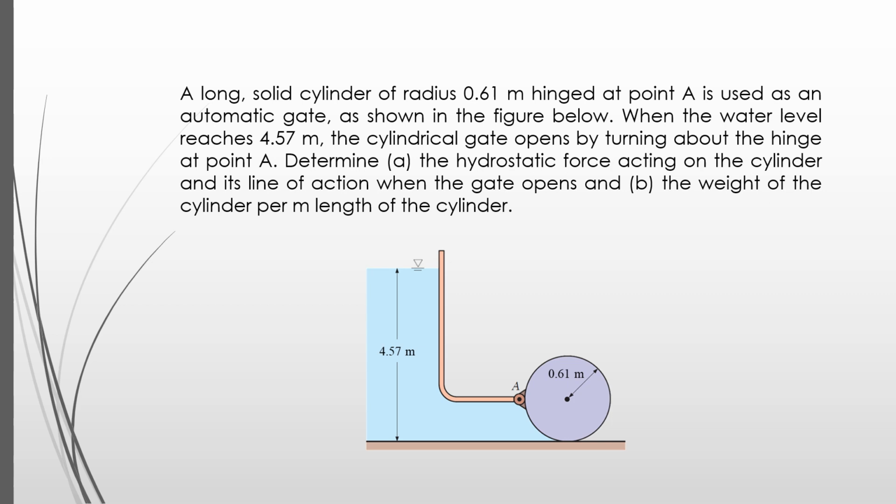A long solid cylinder of radius 0.61 meter, hinged at point A, is used as an automatic gate as shown in the figure below. When the water level reaches 4.57 meters, the cylindrical gate opens by turning about the hinge at point A. Determine A, the hydrostatic force acting on the cylinder and its line of action when the gate opens, and B, the weight of the cylinder per meter length of the cylinder.